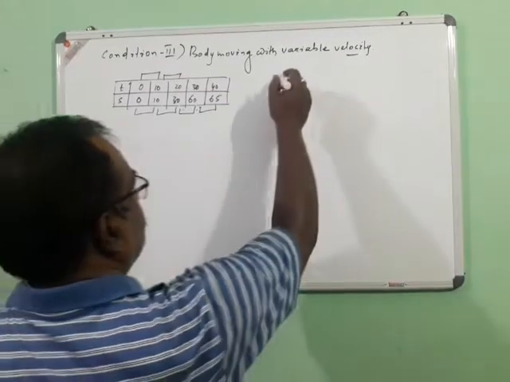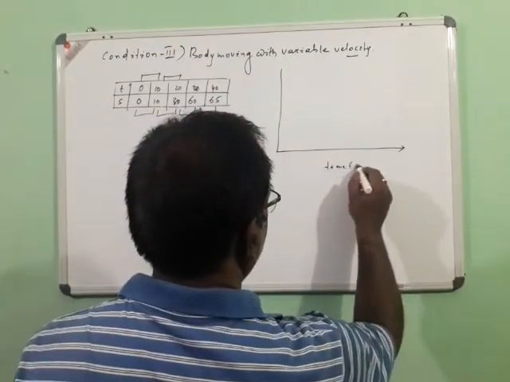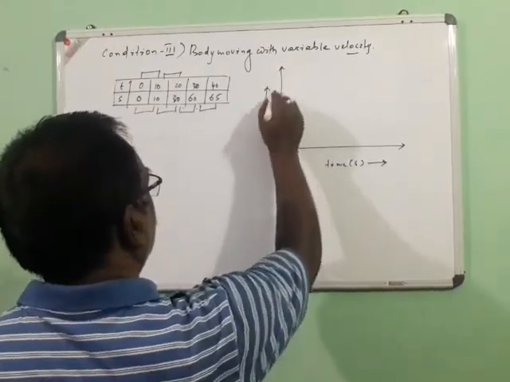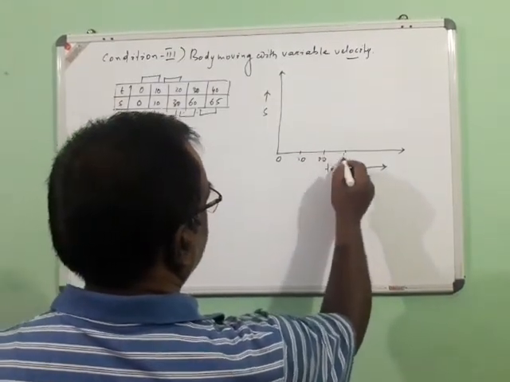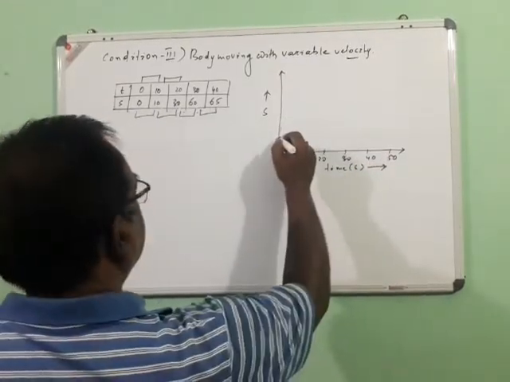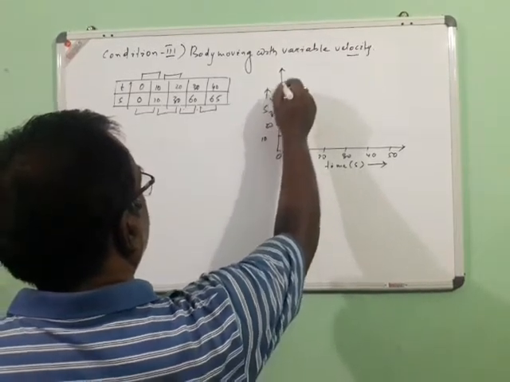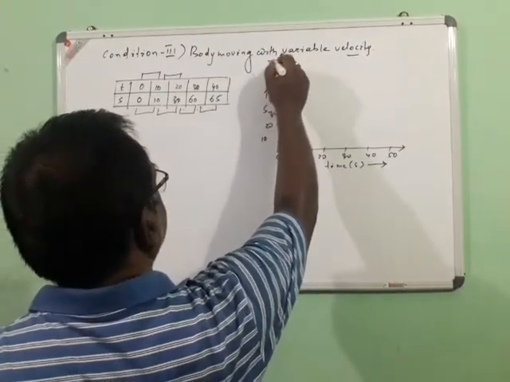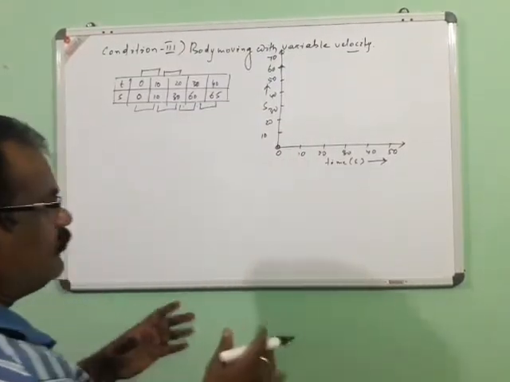It can be represented, as you know, by taking time in seconds on the x-axis and displacement or distance on the y-axis. So we mark 0, 10, 20, 30, 40, 50 seconds, and similarly 10, 20, 30, 40, 50, 60 and 70 meter. At 0 seconds the body is very close to the observer.